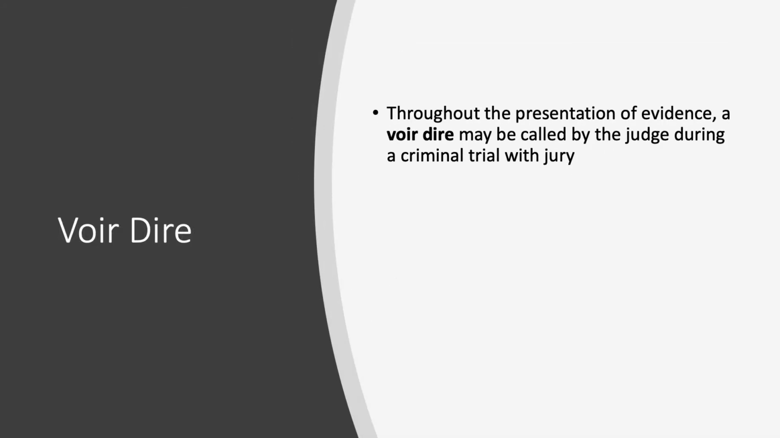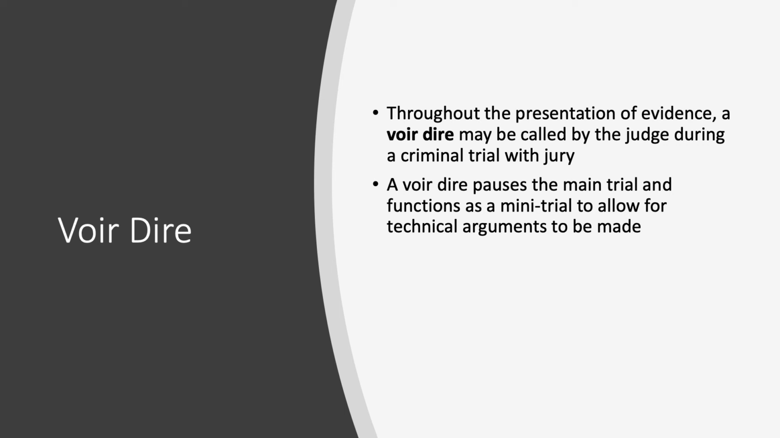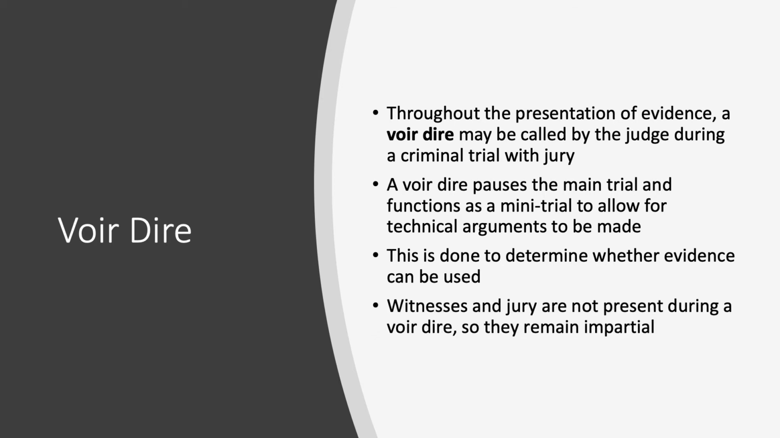Throughout the presentation of evidence, a voir dire may be called by the judge during a criminal trial with jury. A voir dire pauses the main trial and functions as a mini-trial to allow for technical arguments to be made. This is done to determine whether evidence can be used. Witnesses and jury are not present during a voir dire, so they remain impartial.